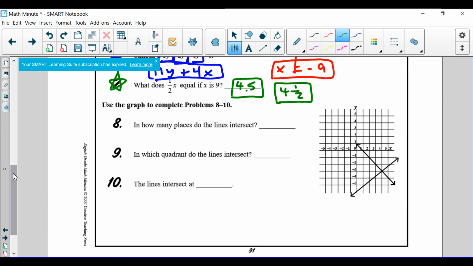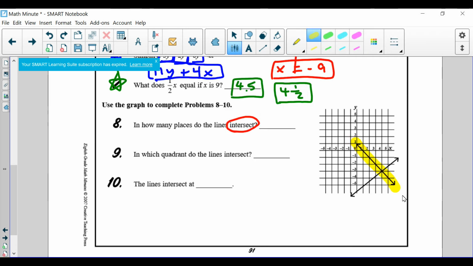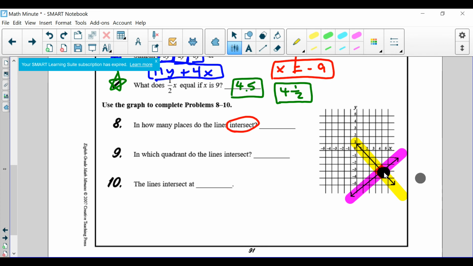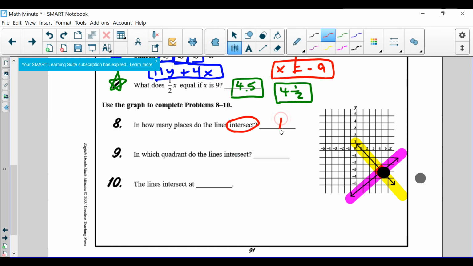All right, now let's go ahead and talk about number 8. Number 8 is talking about how many places the lines intersect. Now this word, remember, intersect just means cross. How many times do they cross? Well, if we were to highlight them, we're going to notice here and here, they only cross one time, and that one time is in the middle, right over here. They only cross one time, so that's what we're going to write, crosses once. And in what quadrant do they cross?